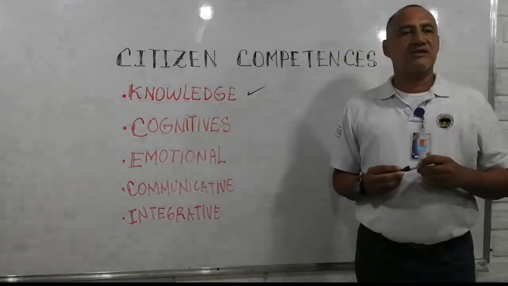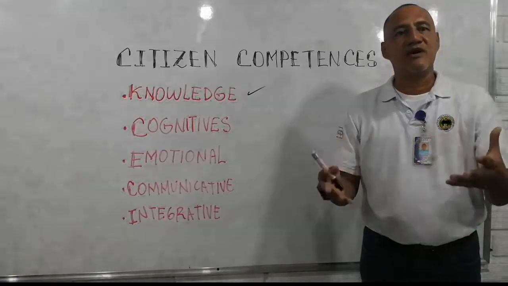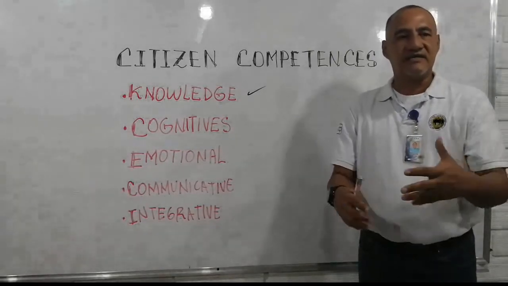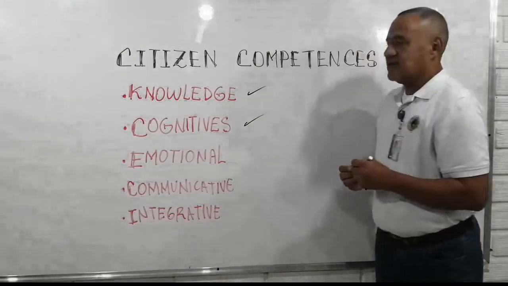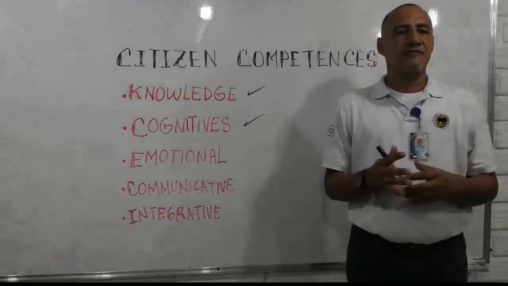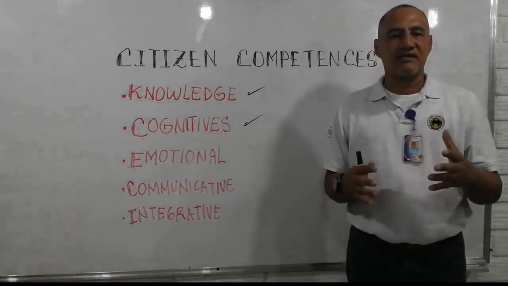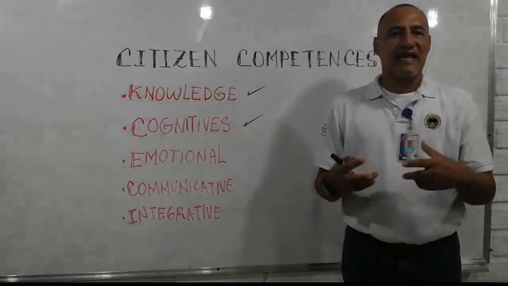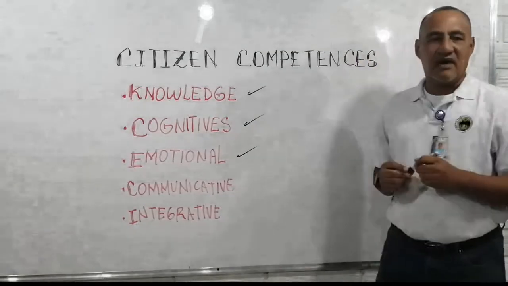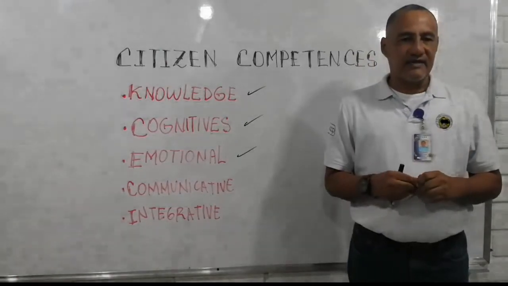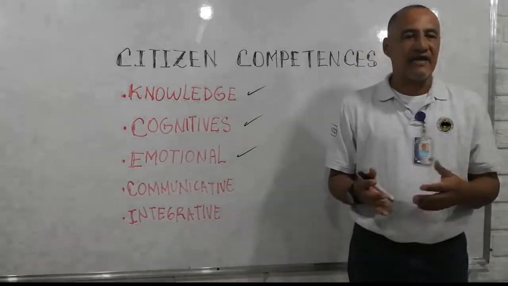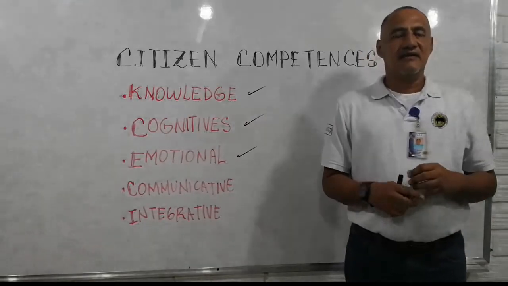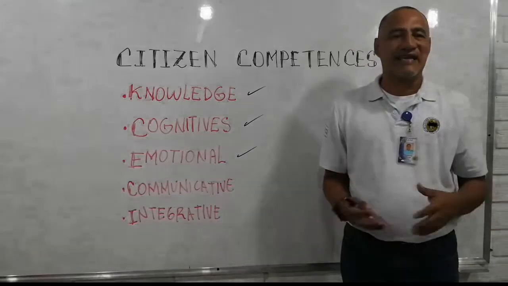Knowledge competences are those that are related to the way you are informed about the things that you should follow to be a very good citizen. All right. Cognitive competences have to do with the capacity to perform various mental processes, such as critical thinking, analysis, problem solving, etc. Emotional competences are the skills that we have to develop to identify and respond to emotional phenomena, all right, such as empathy, being compassionate, etc.